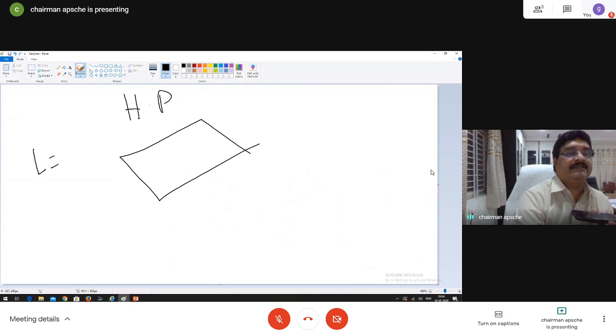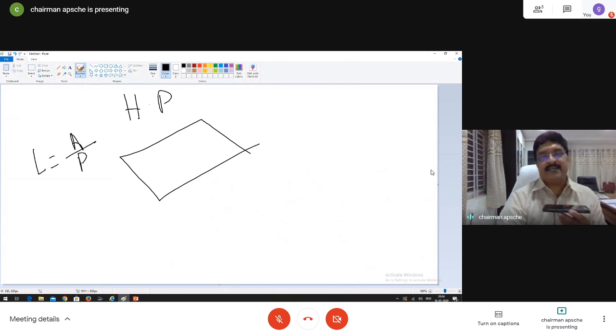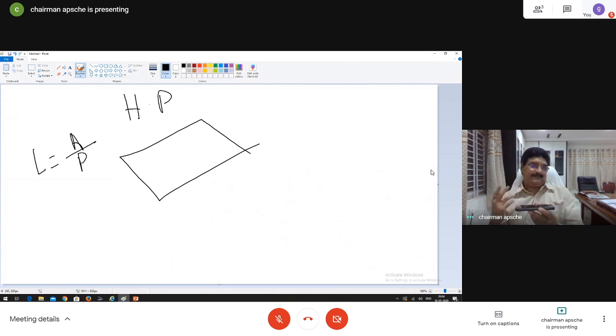the characteristic dimension is area by perimeter. Whatever is the surface area divided by the perimeter of this. Okay. L into B divided by 2 into (L plus B). That's what it is. So, the characteristic dimension for vertical plates, it's right. For a horizontal plate, it is area by perimeter.